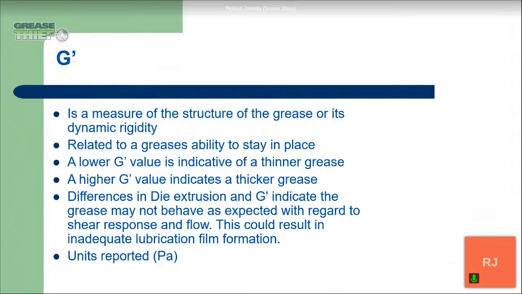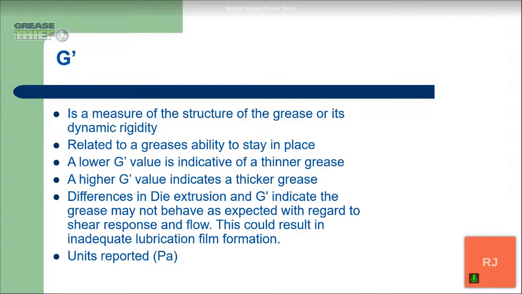So we'll talk a little bit more about each of the results that we get from the testing. As we said earlier, G prime is a measure of the structure of the grease, or its dynamic rigidity. It's related to the grease's ability to stay in place. Obviously, you think about that with NLGI grades. The higher the NLGI grade, the more likely that grease is going to stay in place, whereas the lower the grade, there's going to be a little bit more movement in that grease's body.